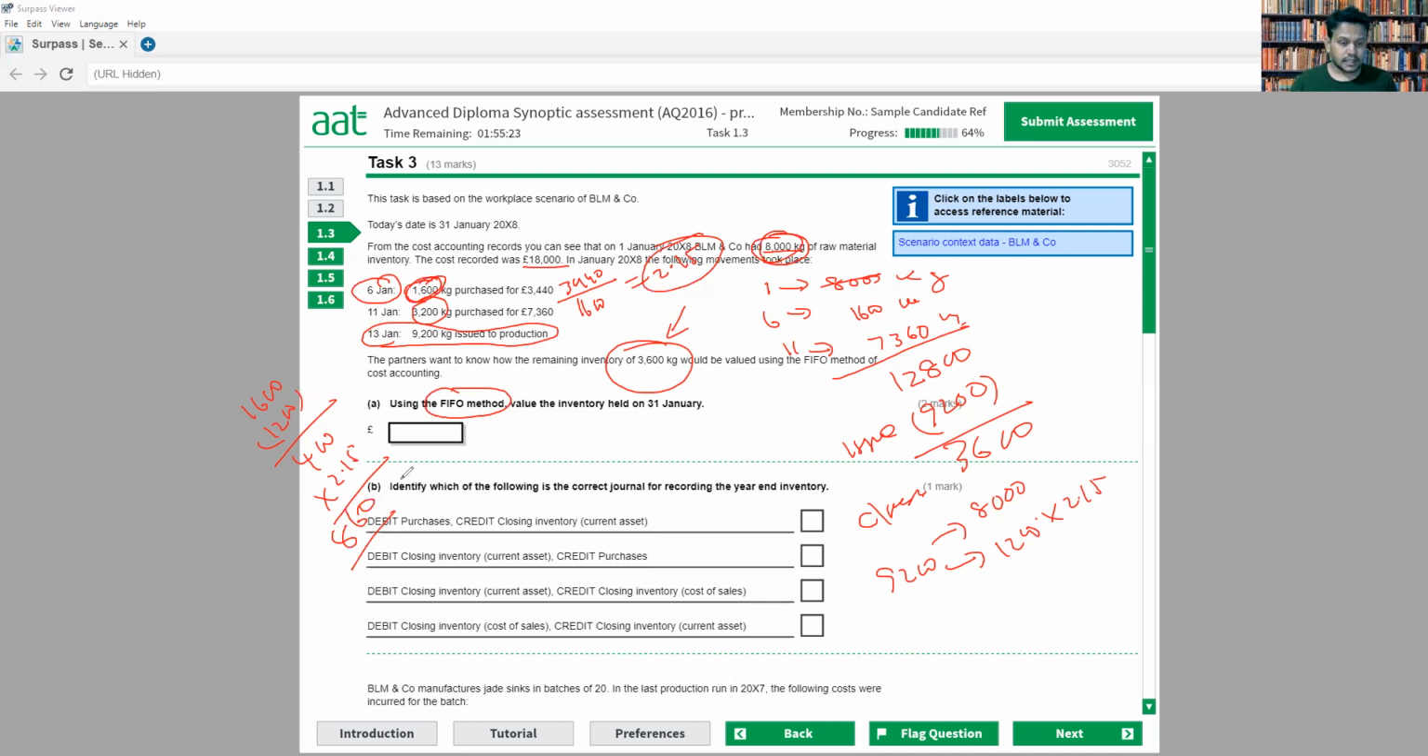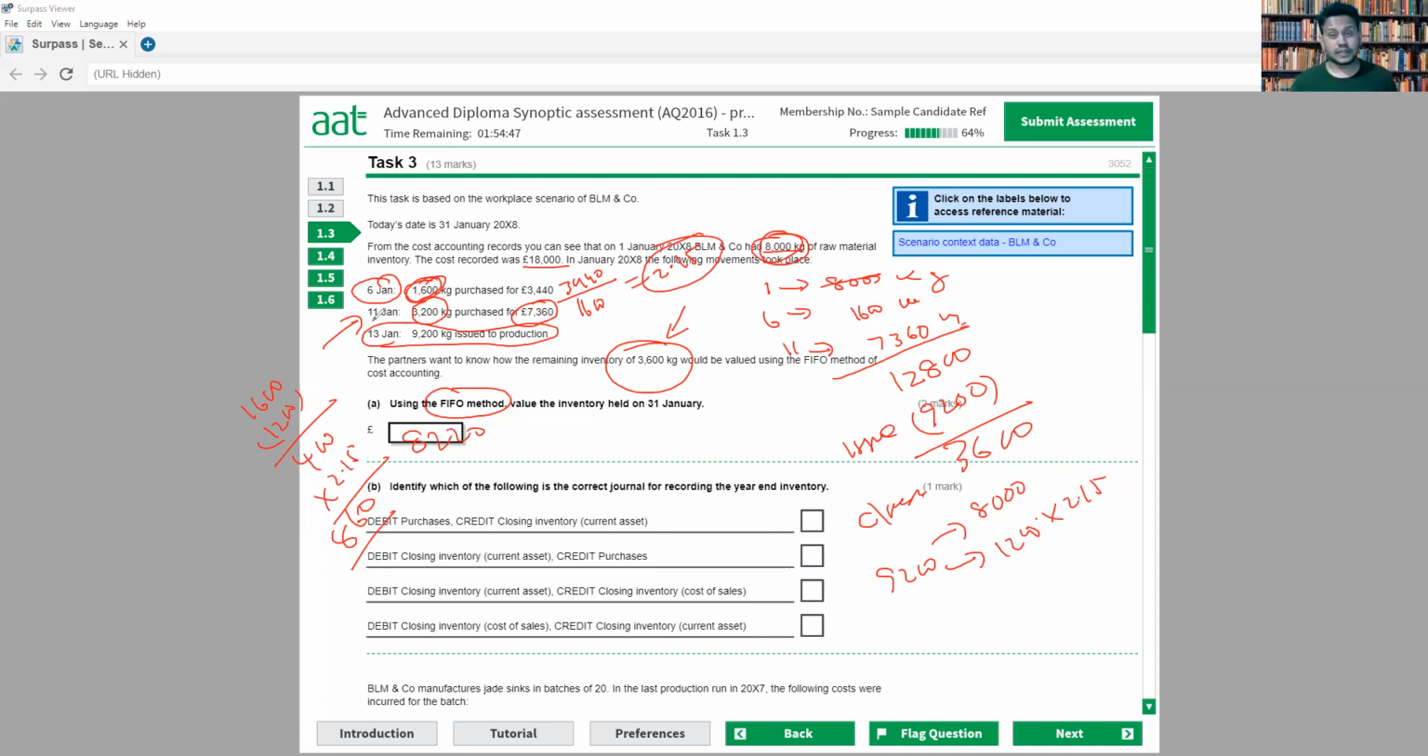So this is the 860 we have, and also we have this one, 7,360, because this 3,200 we didn't use at all. And that gives me the total value for the closing inventory, 8,220. So this is the remaining value we have for the inventory, 8,220. So from the 6th January we have 400, and this one that we bought on 11th of January, we have this stock full. We didn't use it.